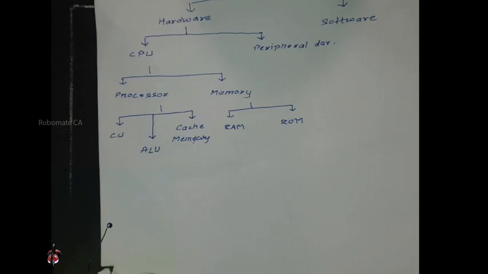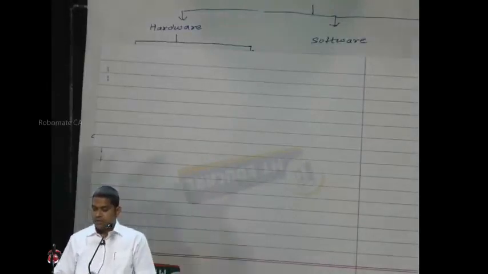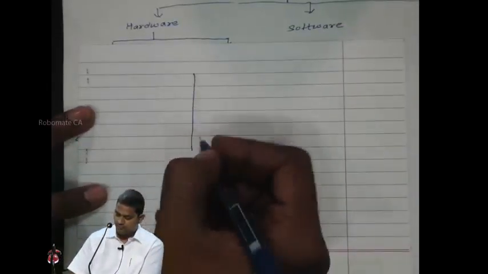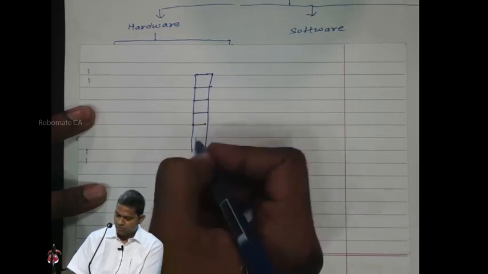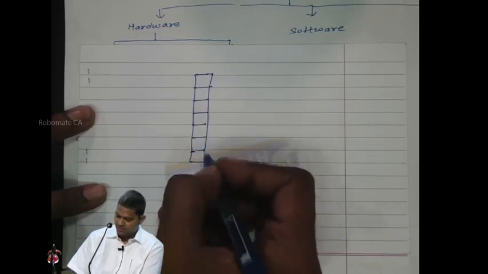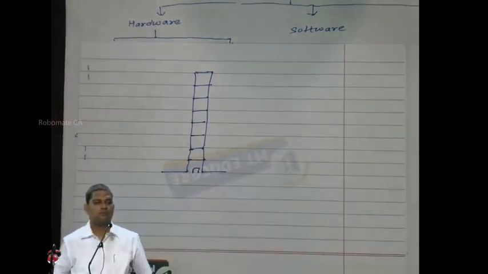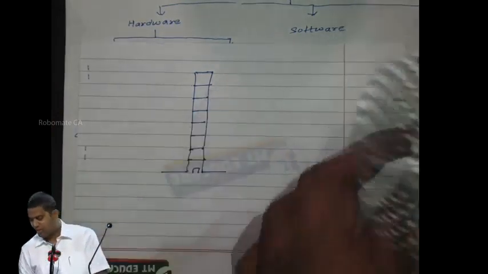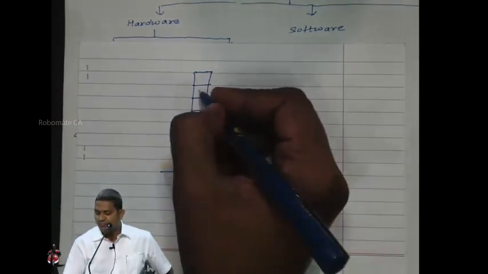Multitasking. It's very simple. Suppose there is a 7-story building: 7th, 6th, 5th, 4th, 3rd, 2nd, 1st, ground floor, entrance. And now you want to go directly to the 6th floor.